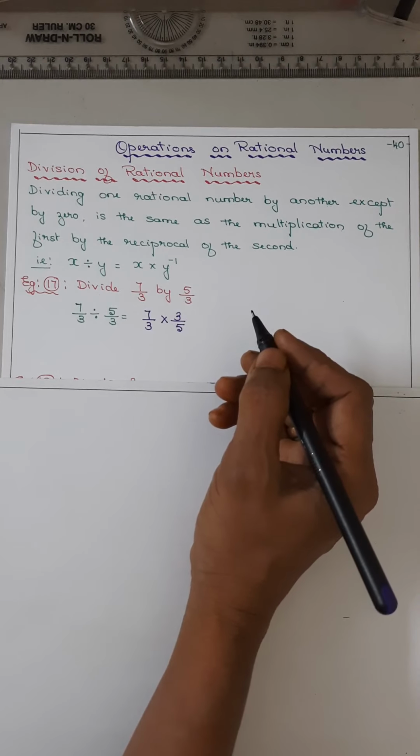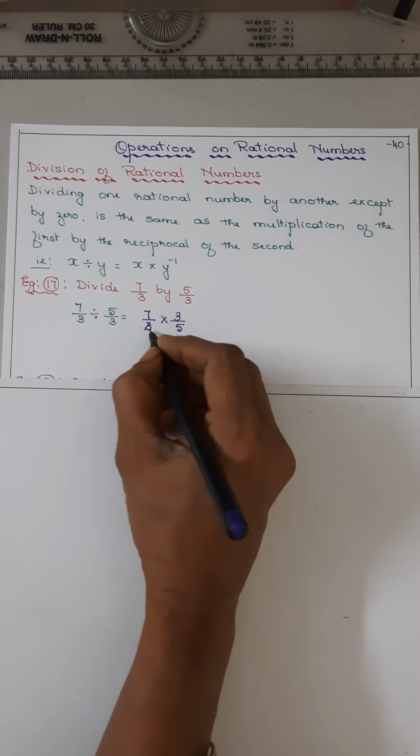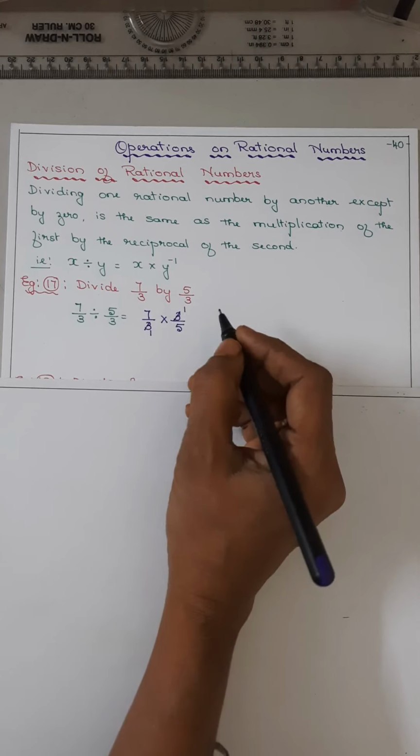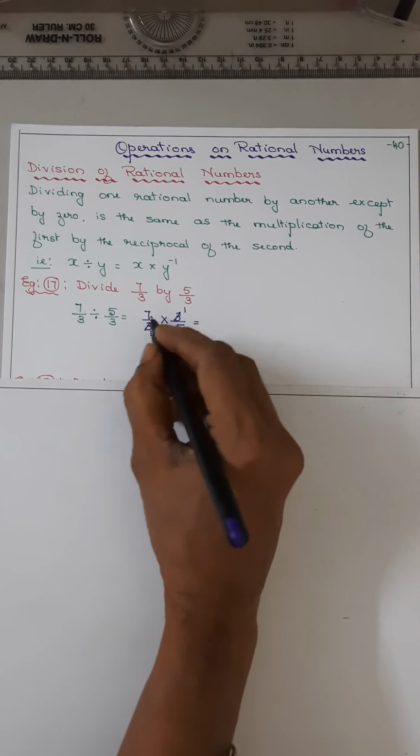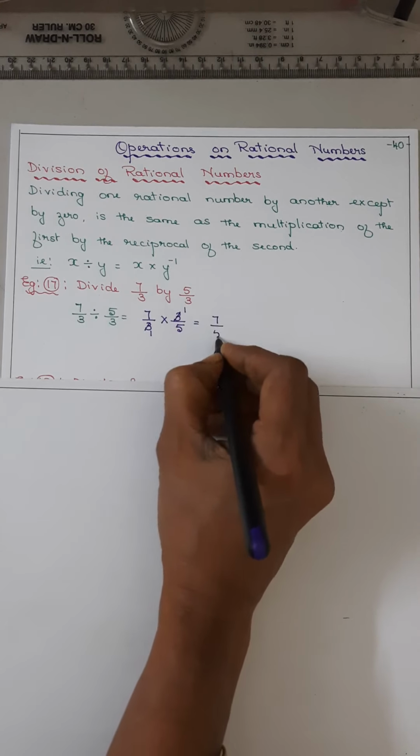So 3 ones are 3. Again there is no cancellation. 7 ones are 7, 1 5s are 5.